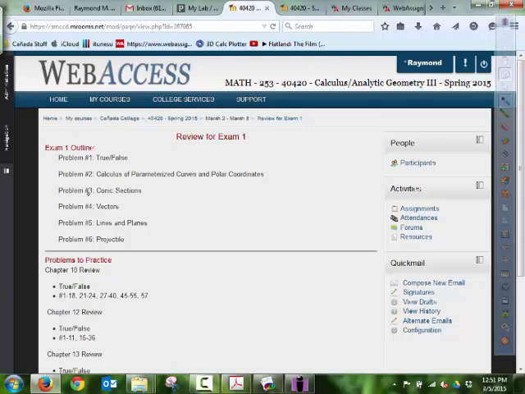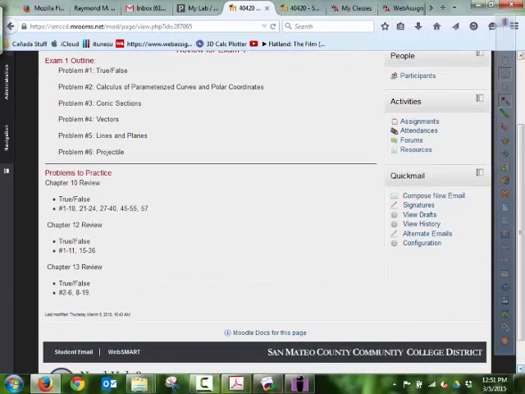this is a page in your web access now. I had the problems to practice as the last page of yesterday's notes, but I suggested that I make a new page for this. So here's your practice problems that you can work on. I basically am having you go to the review section of each of the chapters. And then I picked out problems. I didn't really pick out problems. They're more like eliminated problems that you don't need to know. So there's things that you should know and things that you don't need to know.